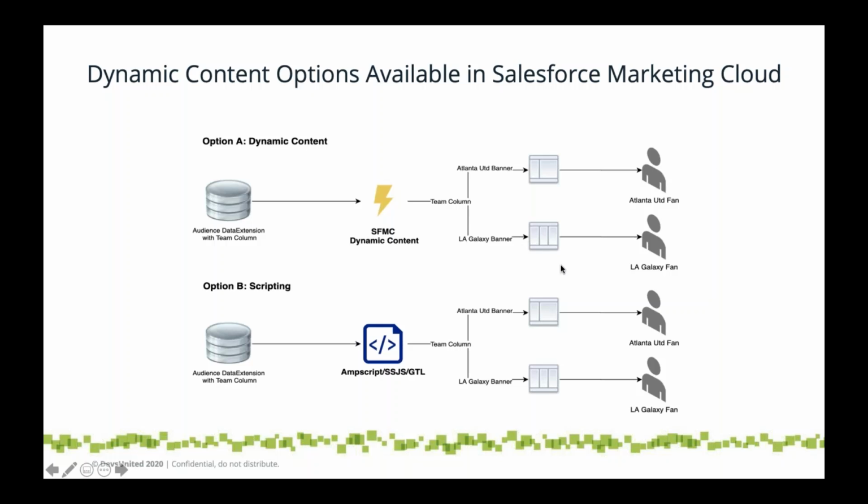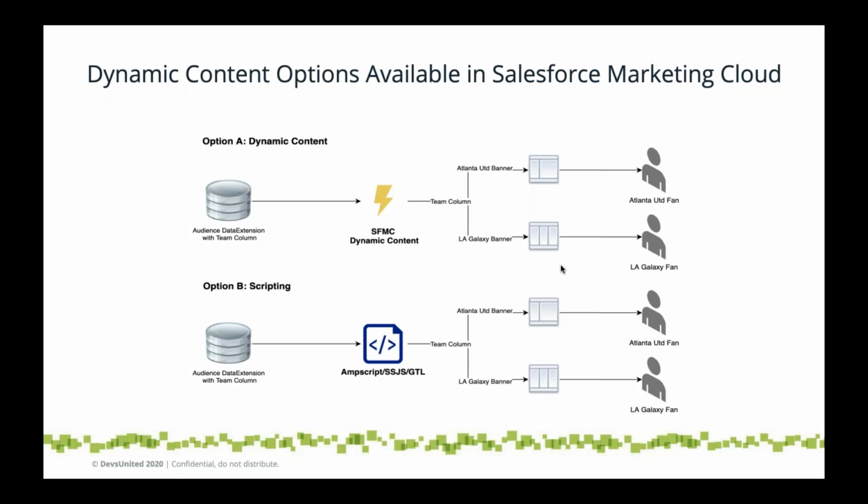So let's start talking about what are some options that Marketing Cloud has to personalize content. One option is to use the dynamic content that Content Builder provides, which is a feature where you can select a content depending on a column that you have on your audience data extension. And depending on the value of that column, you will show one content or another.